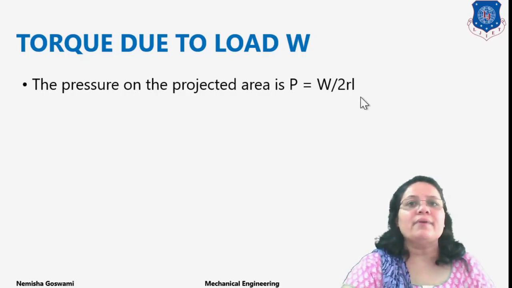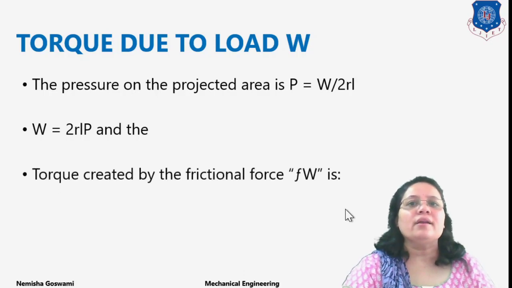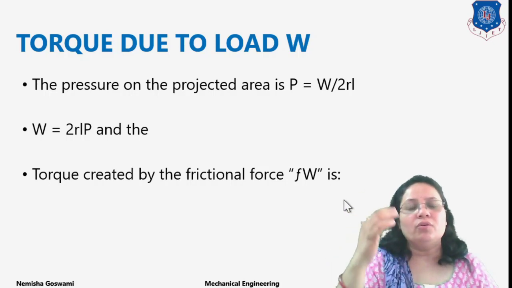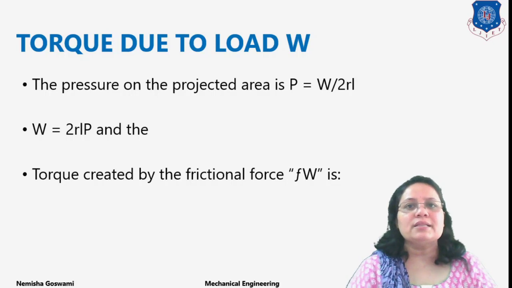Now what will be the value of load? So load is equal to P into 2RL, right? And what is the torque? Torque due to load, due to friction. That is equal to frictional force. So what should be the frictional force? Frictional force is equal to whatever amount of load is applied multiplied by your coefficient of friction. So by using this equation, you can find out frictional force.